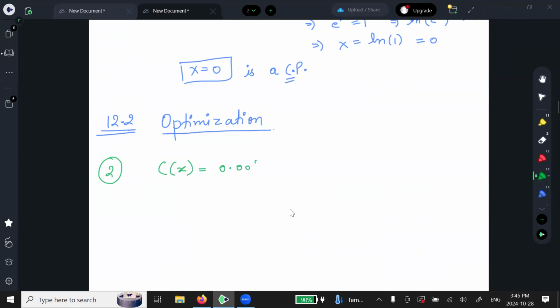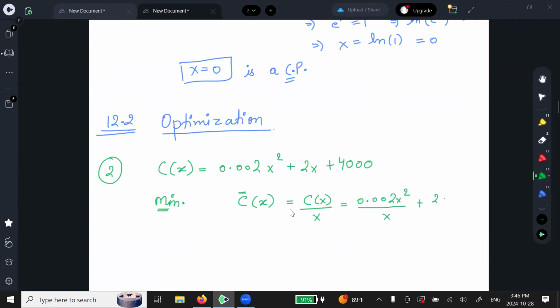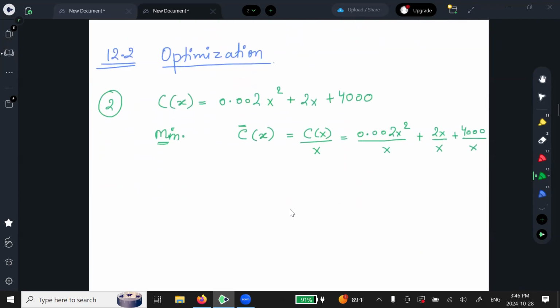So you're given the cost function, which is this, and you want to minimize, they already tell you they want to minimize average cost, which is the cost divided by x. Do that. What do you get? So each term is divided by x: 2x divided by x, 4,000 divided by x. That's the average cost function they want you to minimize. What's the answer?